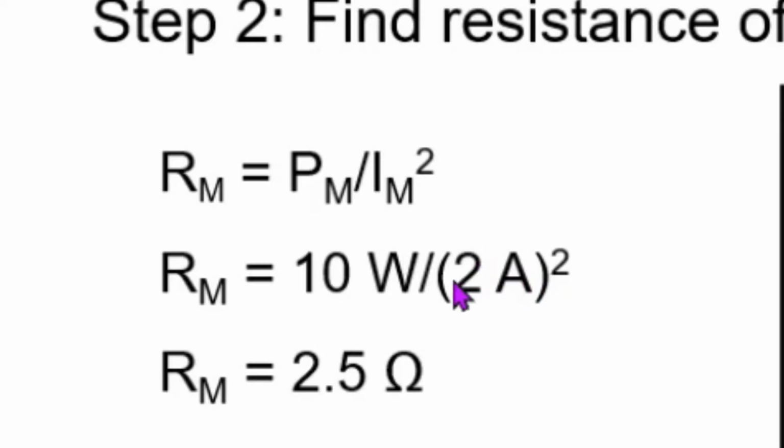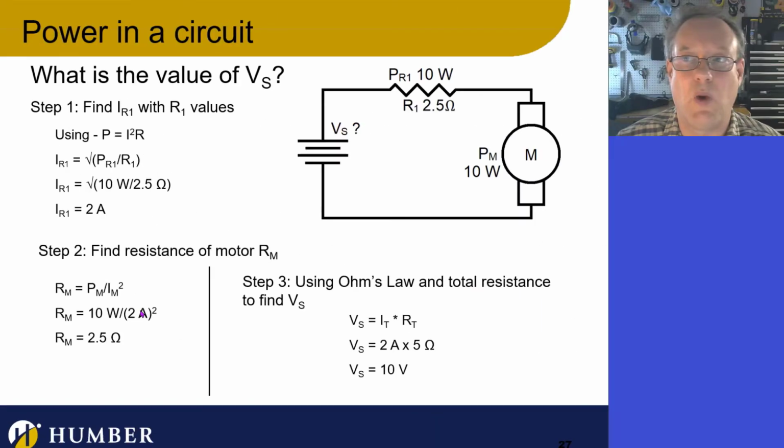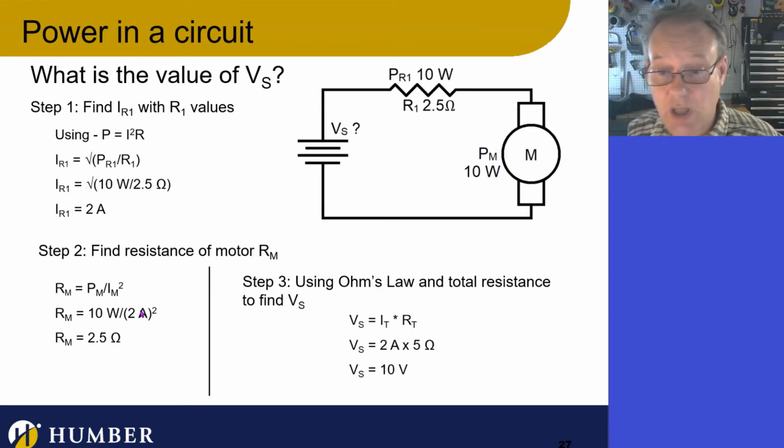Again, some students also write just 2 squared amps, but that's wrong because then your final unit, you're getting the right value because 10 divided by 2 squared is 2.5, but then you're getting watts per amp. I don't know what a watts per amp is. I don't think it's anything. But a watts per amp squared is actually an ohm. Pretty cool. Okay, good. So with that, I can now use Ohm's Law and the total resistance to find AS.